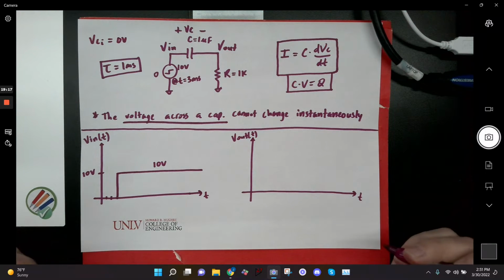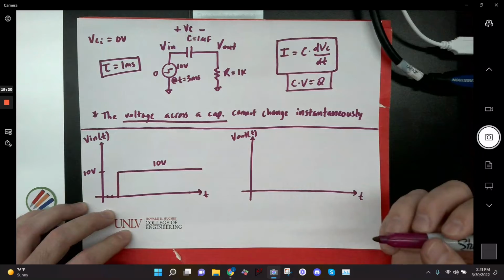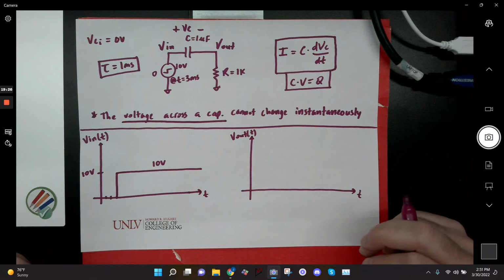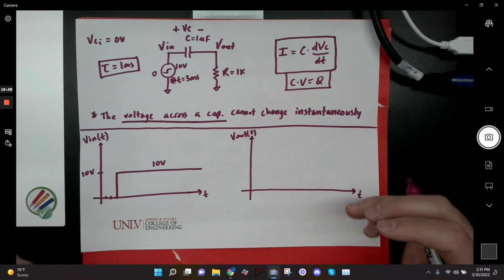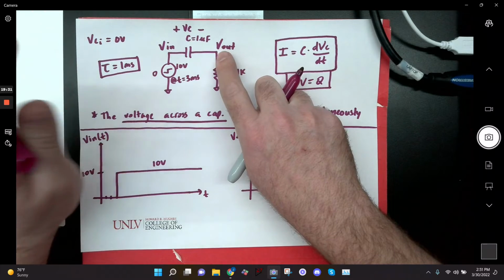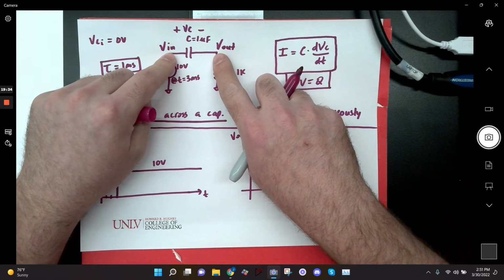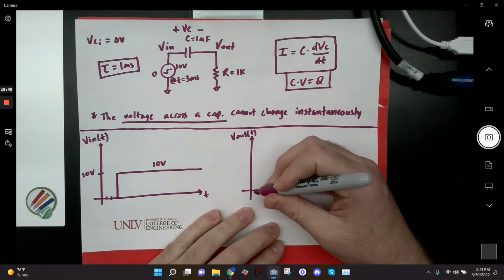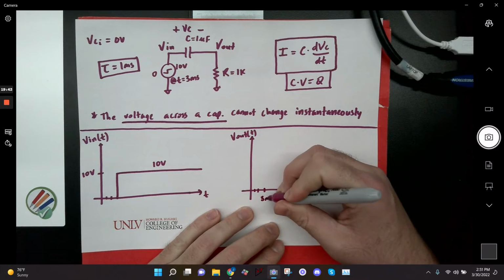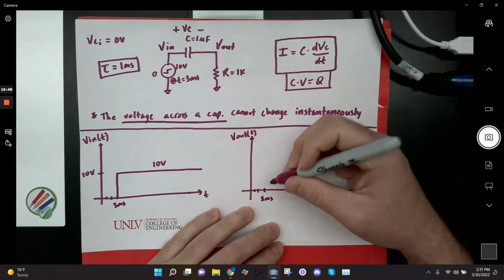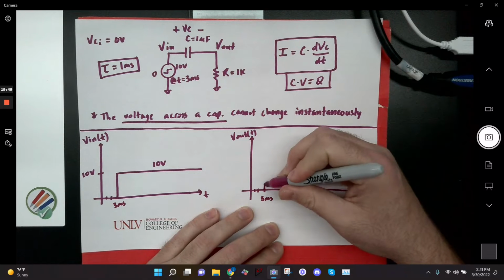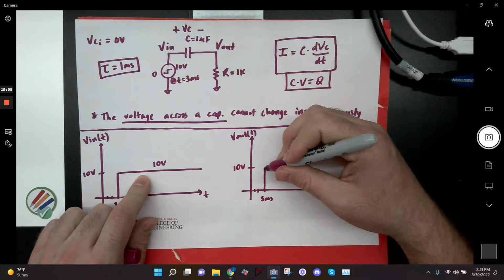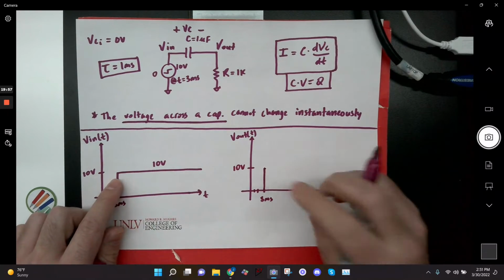The capacitor is discharged. So when this node V in of t jumps up to 10 volts, if I were to keep this V out at 0, that would mean I just changed the voltage across the capacitor instantaneously, right? It can't stay at 0, because that would mean that I went in one instant from no voltage across the capacitor to 10 volts across the capacitor. Okay? So instead what happens is over here at 3 milliseconds, my node V out is going to jump up to 10 with my input.